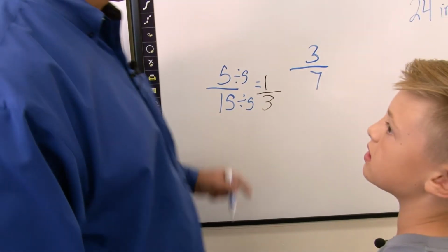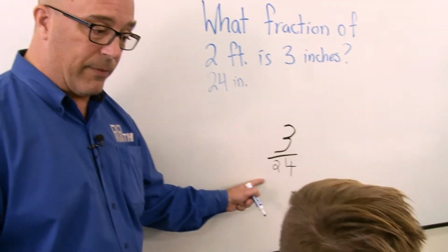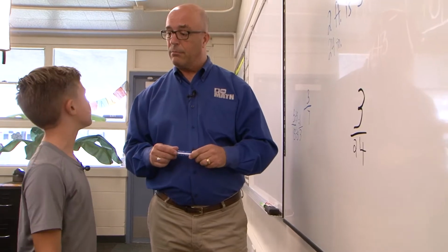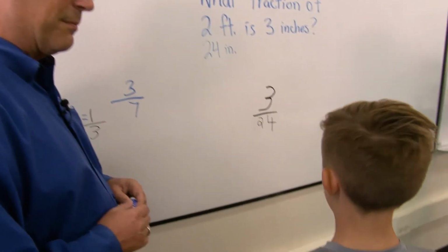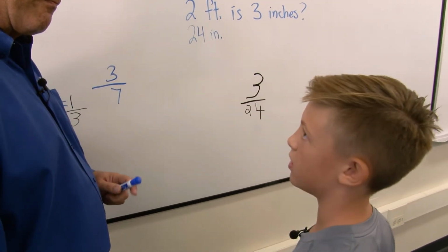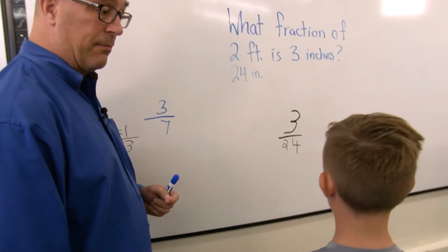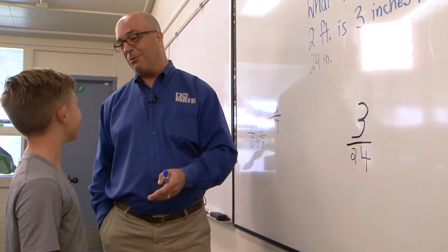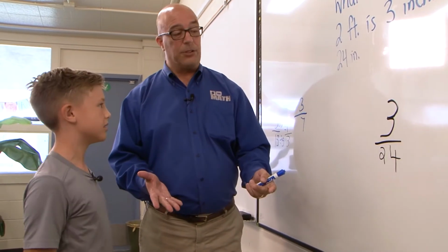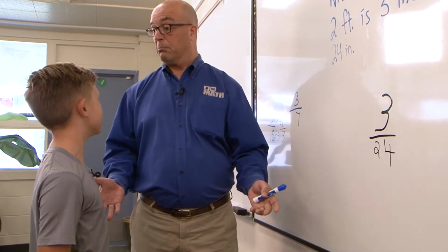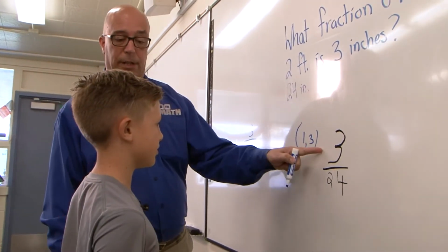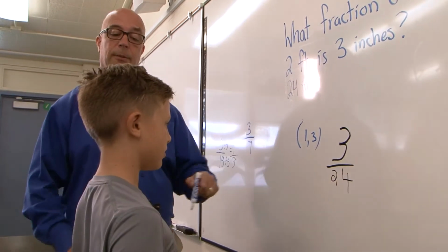Okay, so now we have 3 out of 24. Is there a number that will go into both 3 and 24? No. Wait. Yes. No. No? Okay, what goes into 3? 1. Anything else? 2. Well, 2 won't go in there evenly, right? Because if you count by 2s, you go 2, 4, we skip 3. So what else goes into 3? 3. All right. So we know that 1 and 3 will go into 3. What goes into 24?